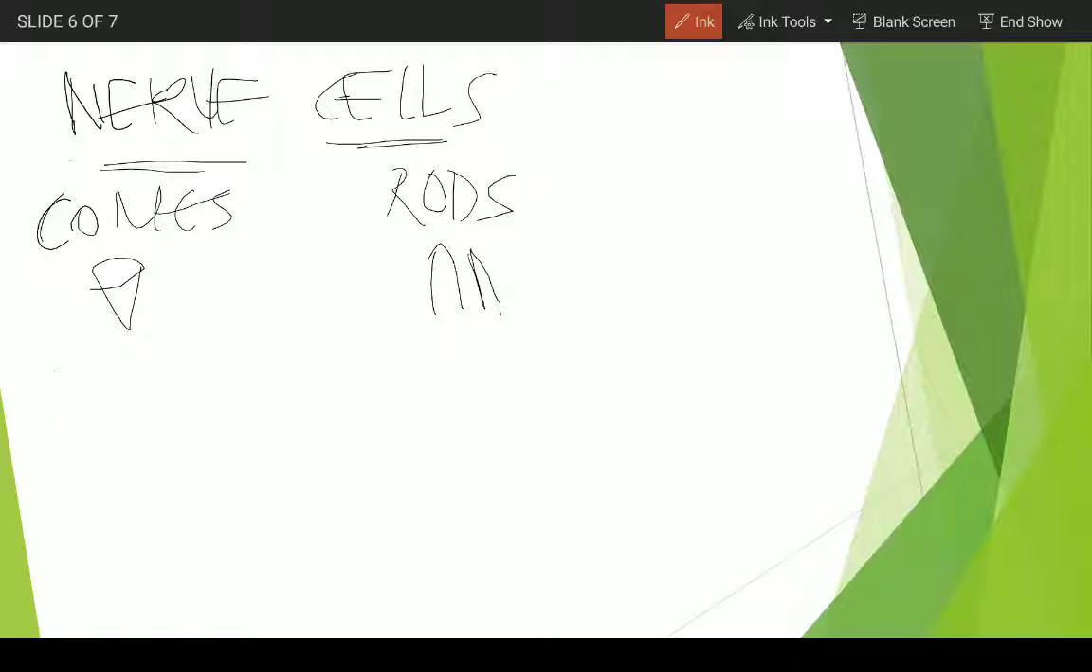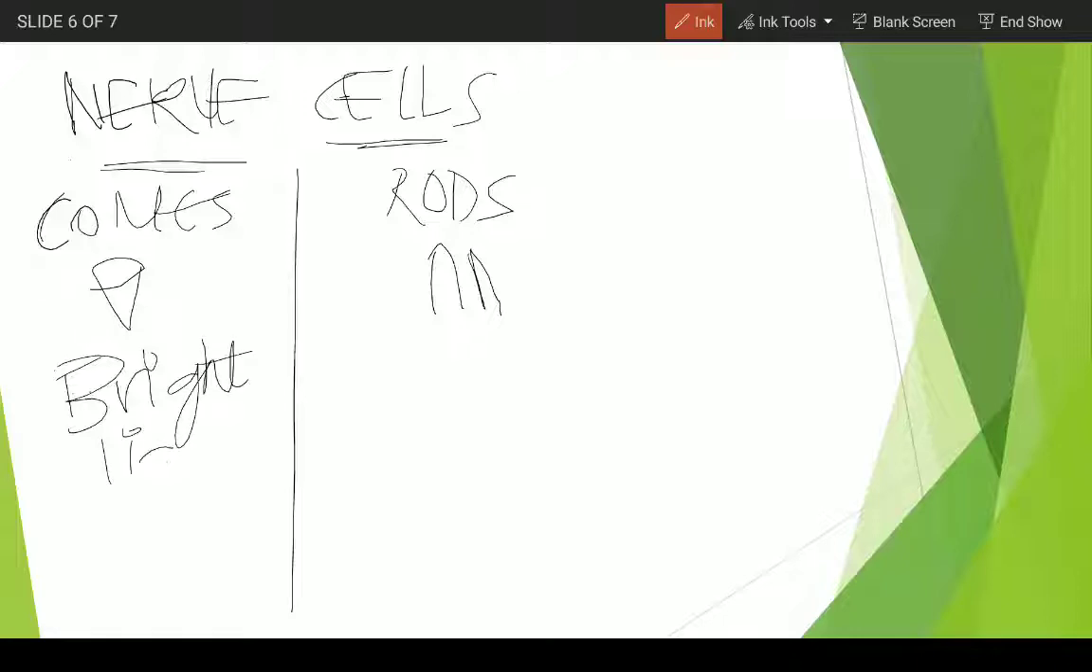Okay, cones. Cones are sensitive to bright light, and rods are sensitive to dim light. That means they are activated at that moment. Cones activate in bright light and rods in dim light. Cones have color receptors, rods do not have color receptors.